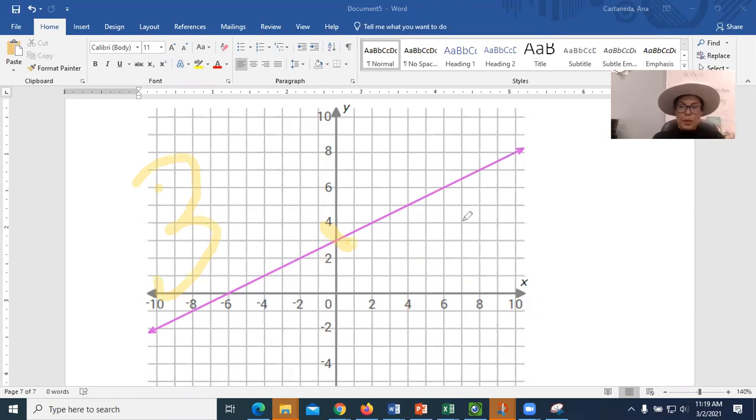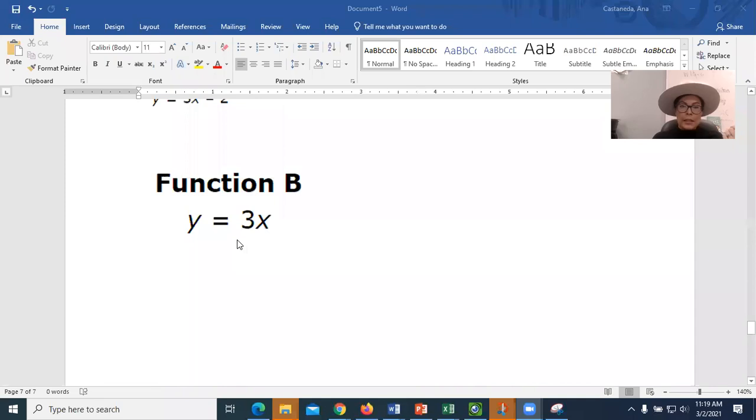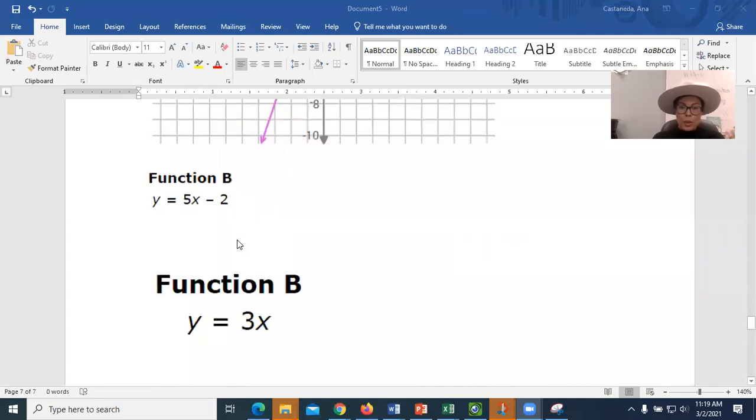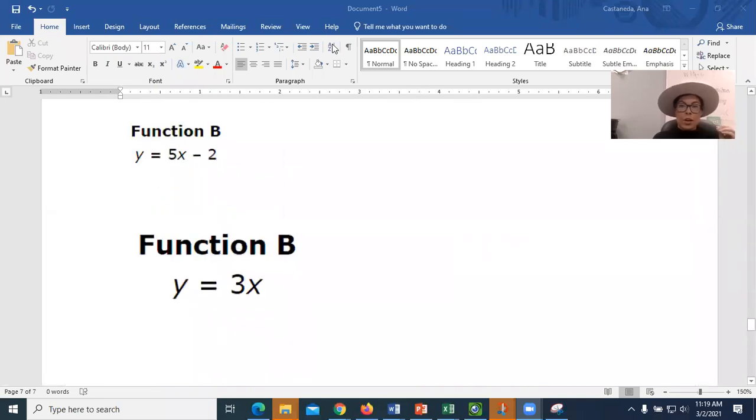Now let's talk about the equations. So to get the slope from an equation, it's how many x's there are. So it's going to be the number in front of x. So right here, the number in front of x is 5. So your slope is 5. Okay, what about here? What's your slope on B? How many x's? 3. So your slope is 5 here, and your slope here is 3.